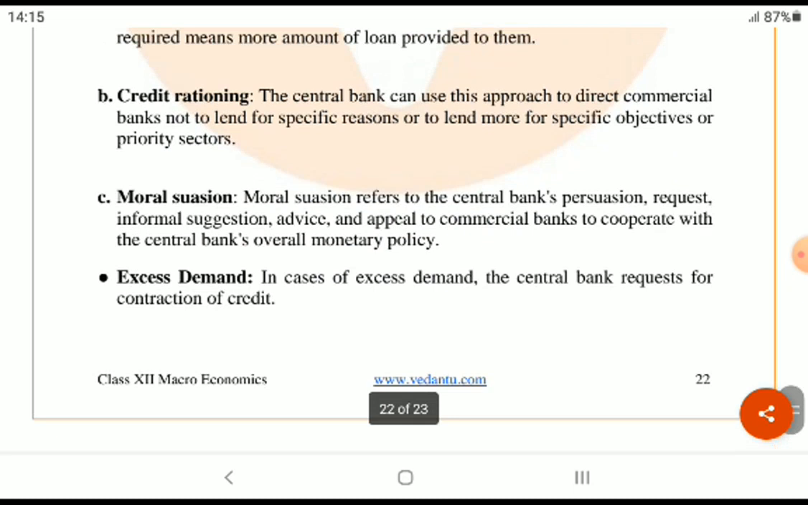Credit rationing. The central bank can use this approach to direct commercial banks not to lend for specific reasons, or to lend more for a specific objective or priority sector.